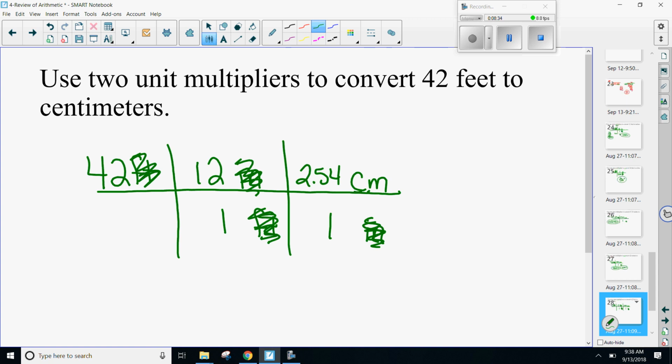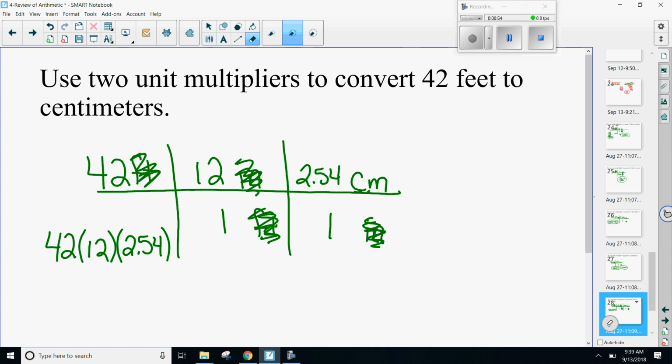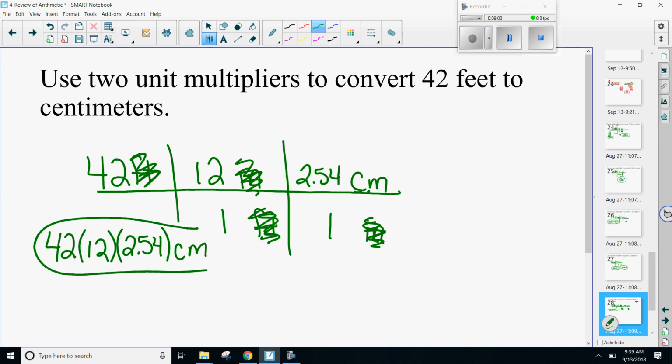So we look at it. How do you write your answer? Across the top, the numerators. You have 42. You're going to take it times 12. And you're going to take it times 2.54. In the bottom, you have 1 times 1, which is 1. We don't need to write it, right? Units you're left with are centimeters. Shorten that up so I can put centimeters here. Does that make sense?